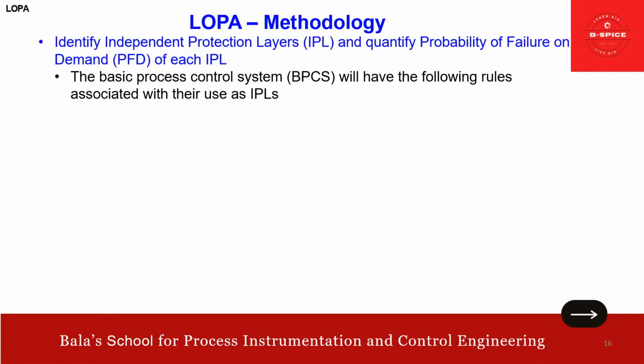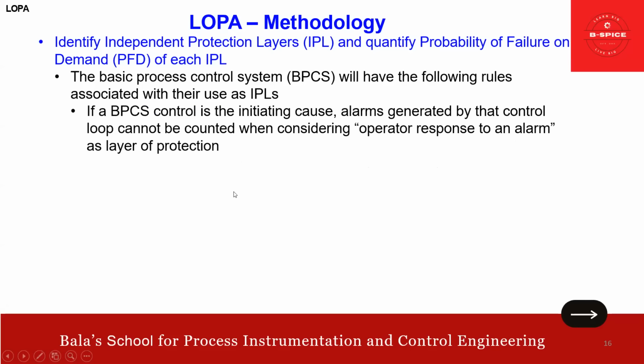Now, we'll start with the basic process control system. See, everywhere we have to meet some criteria. We talked about relief devices, all this, right? So now we need to focus on the BPCS. BPCS will have the following rules associated with its use as IPL. If you remember the layers of protection, the first one, that BPCS, right? So if BPCS is the initiating cause, an alarm generated by that control loop cannot be counted when considering operator response to an alarm as a layer of protection. If a BPCS control system is the initiating cause, the alarm generated by that control loop cannot be counted when considering operator response to an alarm as a layer of protection. That is the point.